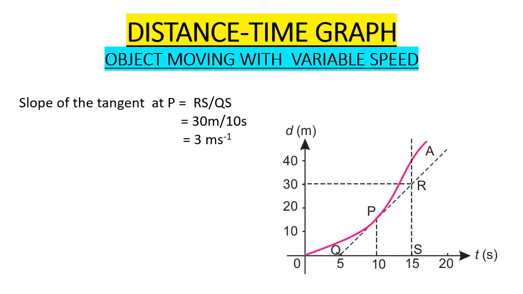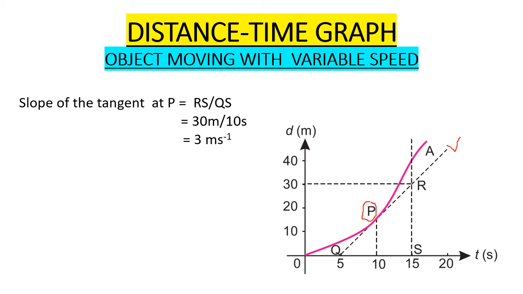Now we will discuss the mathematical way of finding the speed of a body with the help of a tangent at a particular point on a variable speed graph. As you can see, the pink line is showing the graph, and we want to find out the speed of a body at point P. This line is showing the tangent. It is a line which touches this graph only at point P, and we will find out the speed of a body at point P.